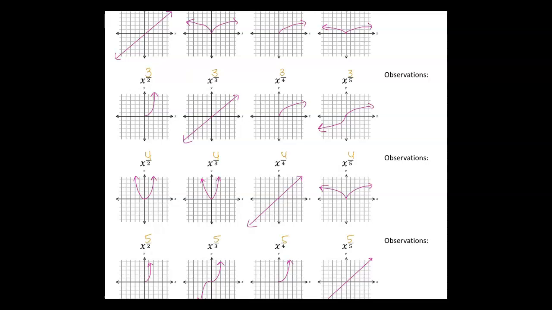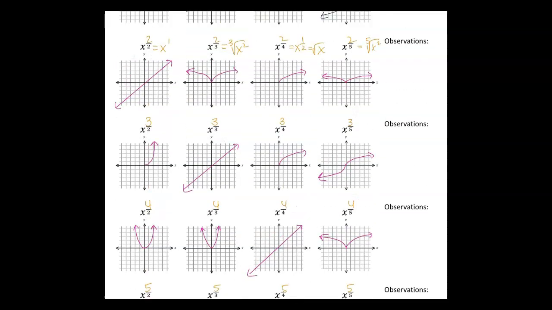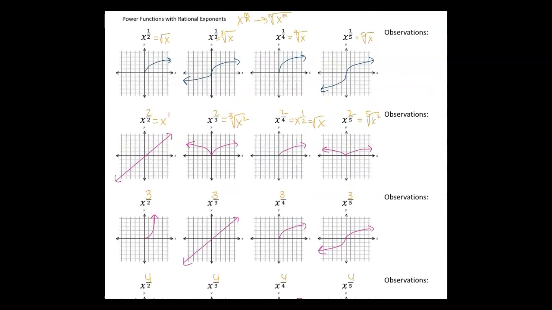When you have an even numerator, it should go in the fourth quadrant. Shouldn't go in the fourth quadrant. Okay, so just take a second and look through it. Some even ones, they should not be in the fourth quadrant. This one technically doesn't count because 2 over 2 reduces to x to the first power, so that one's fine.